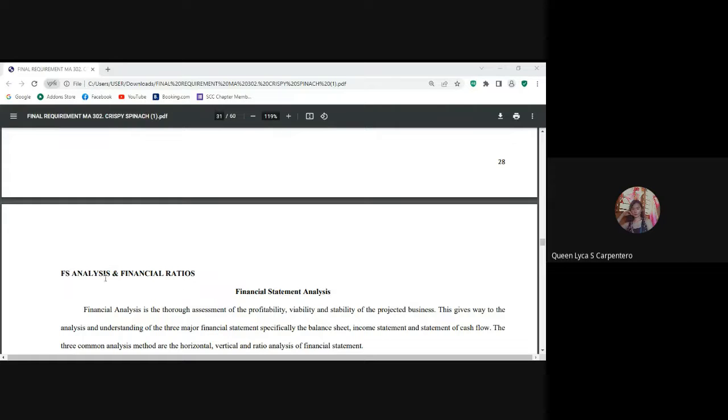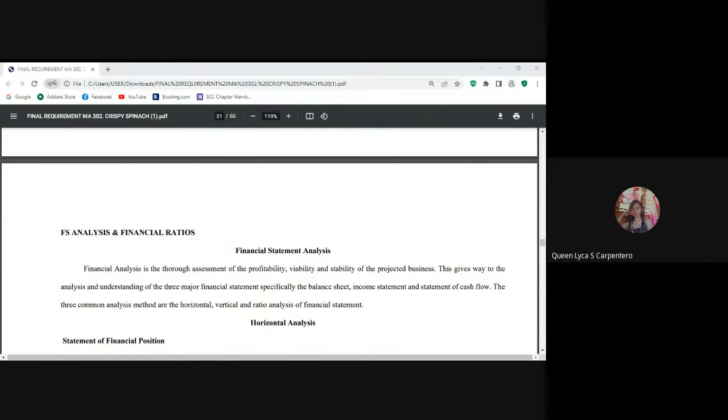So, financial analysis and financial ratio. Financial analysis is thorough assessment of probabilities, viability, and stability of the projected business. This gives way to the analysis and understanding of the three major financial statements, specifically the balance sheet, income statement, and statement of cash flow. The three common analyses in the method are horizontal, vertical, and ratio analysis of financial statements.